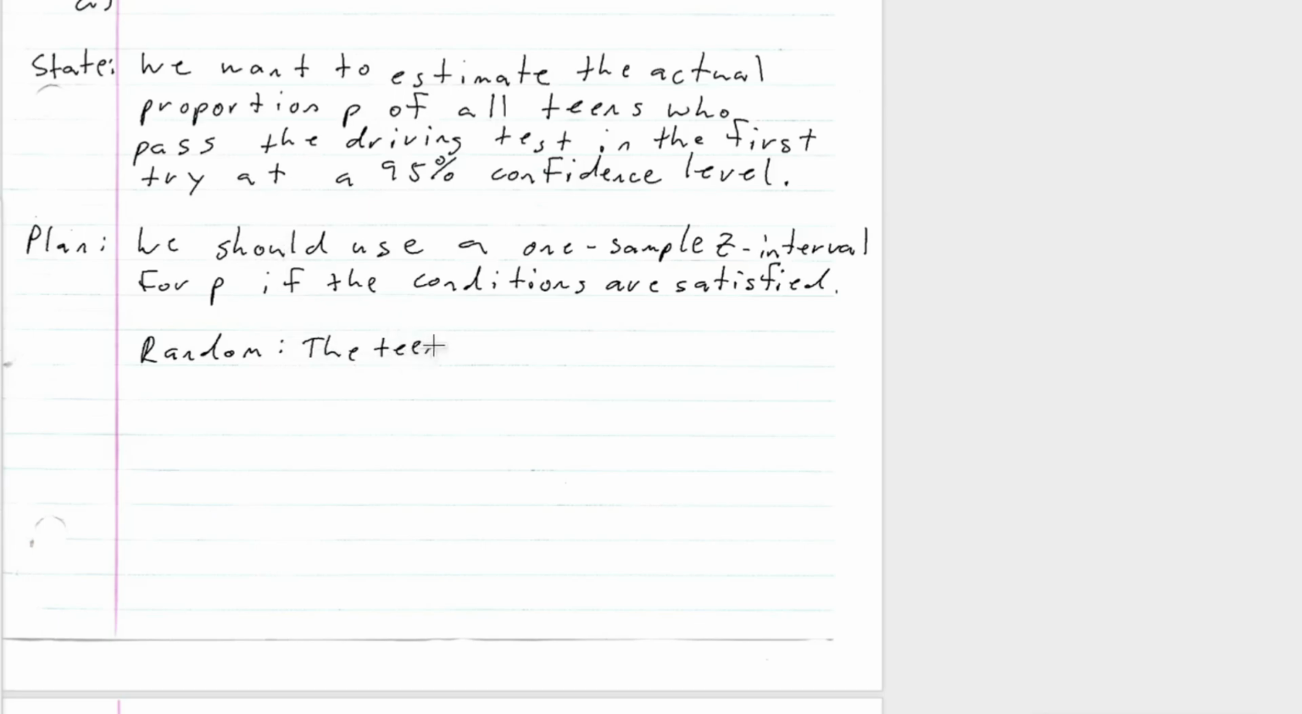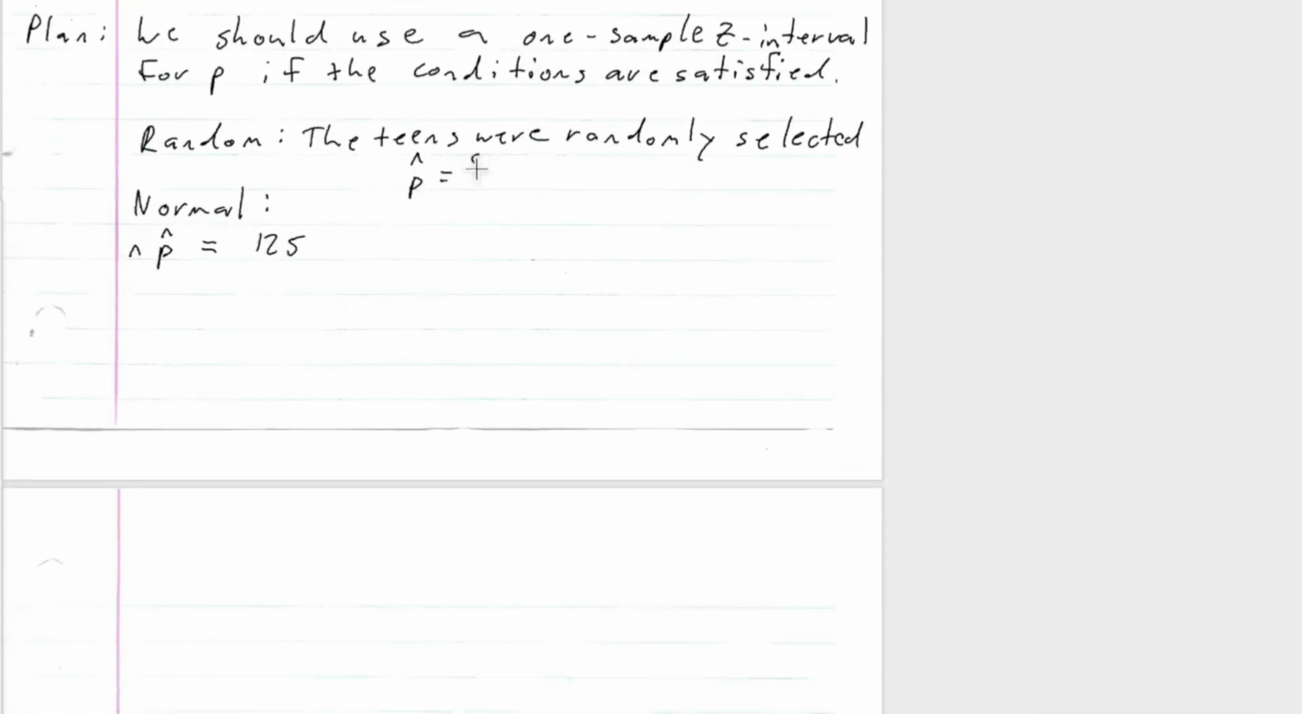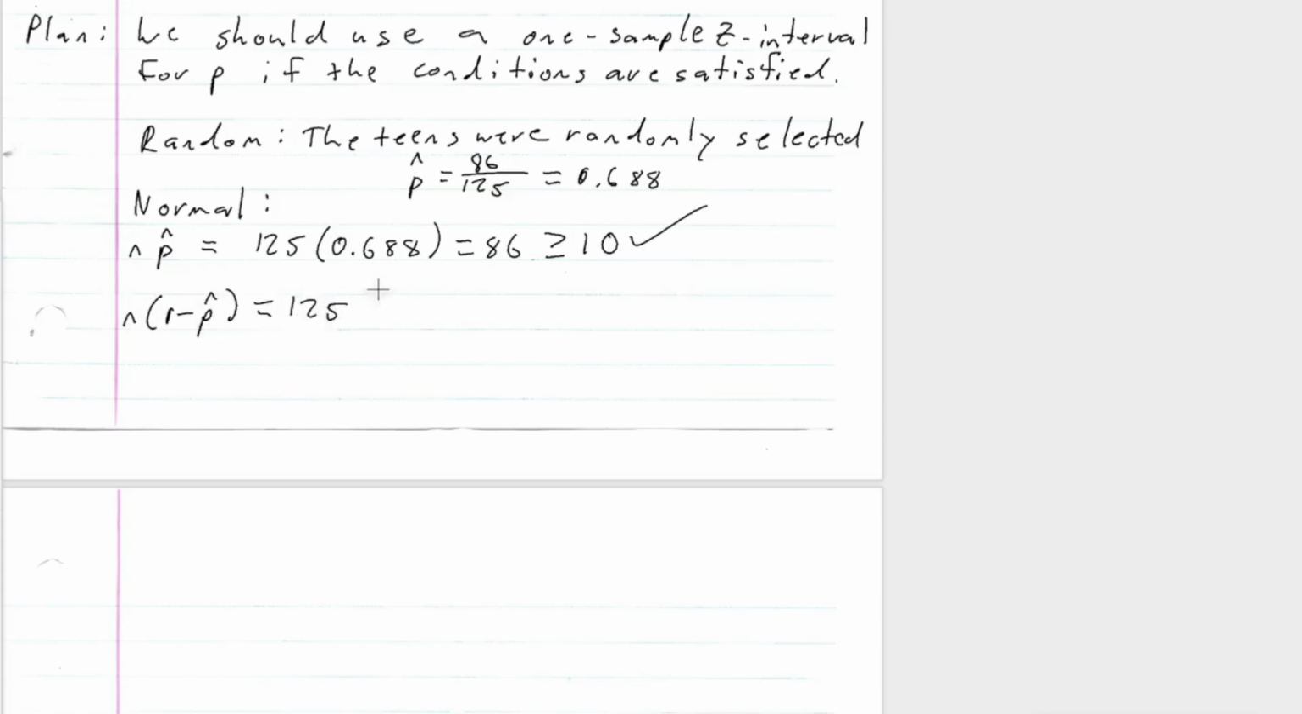Now the normal condition. Remember, n times p hat, where n was 125. And p hat was 86 over 125, which was 0.688. So n times p hat is 86, which is bigger than or equal to 10. And then n times 1 minus p hat is equal to 125 times 0.312, and that is equal to 39, and that is bigger than or equal to 10, so that checks. So we know that our normal condition is satisfied.